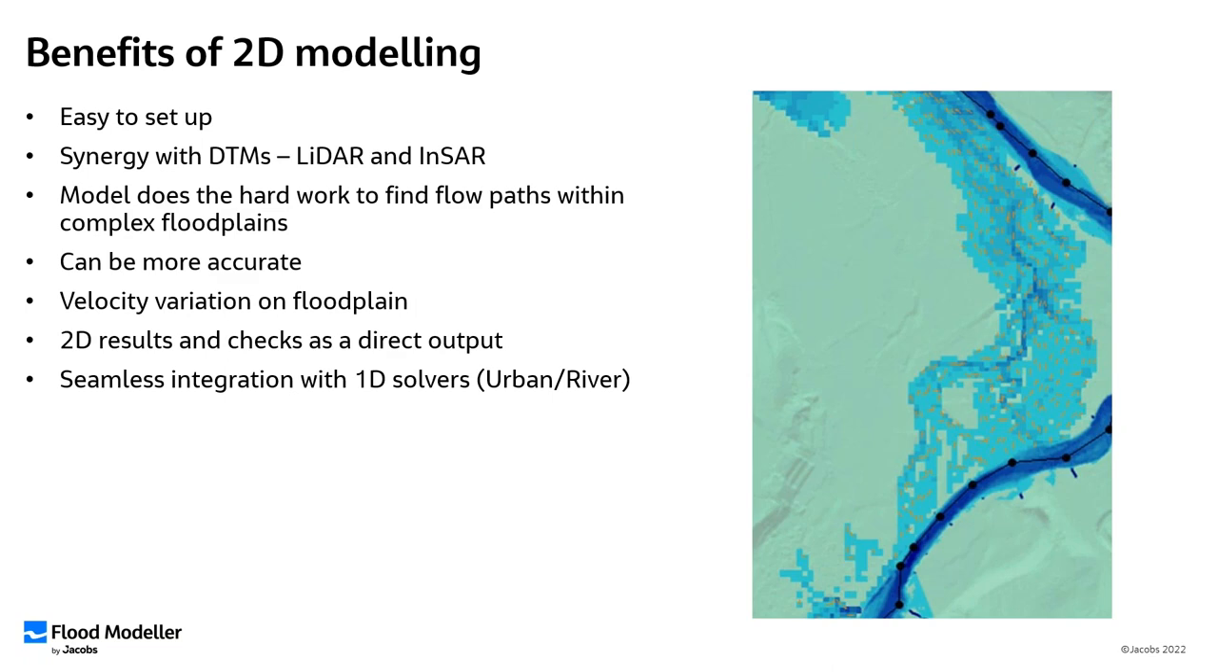And the really neat thing about Flood Modeler as well is you can really easily and readily integrate your 1D solvers, the urban and river, with the 2D solvers as well. So it's really, really straightforward. So you might have your typical usage, your 1D channel with a 2D floodplain, or perhaps a culvert with a series of manholes in 1D, and then your 2D surface on top of that. So really easy to blend the two together if you want.